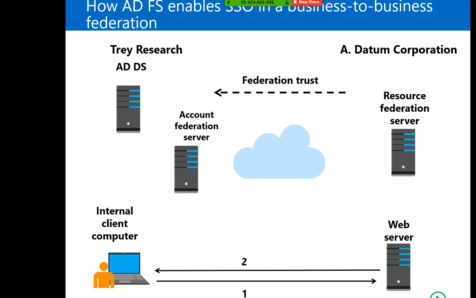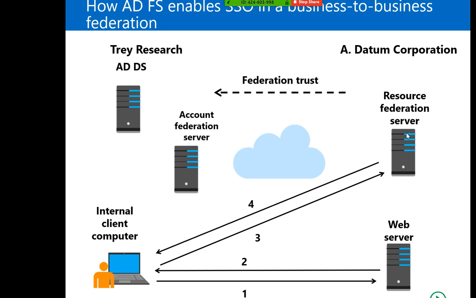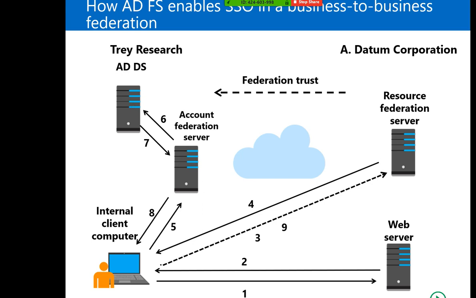The web server will return and contact back to the client, and then this client is actually directed to the Active Directory Federation servers. The federation servers will ask the client to provide its identity. So it will go back to the Active Directory Federation service and provide the information, and then this information will be trusted by the A Datum Corporation federation servers, and then it will say, okay, you can log in. Then this person will be able to log in. There are like 11 steps going on in here.